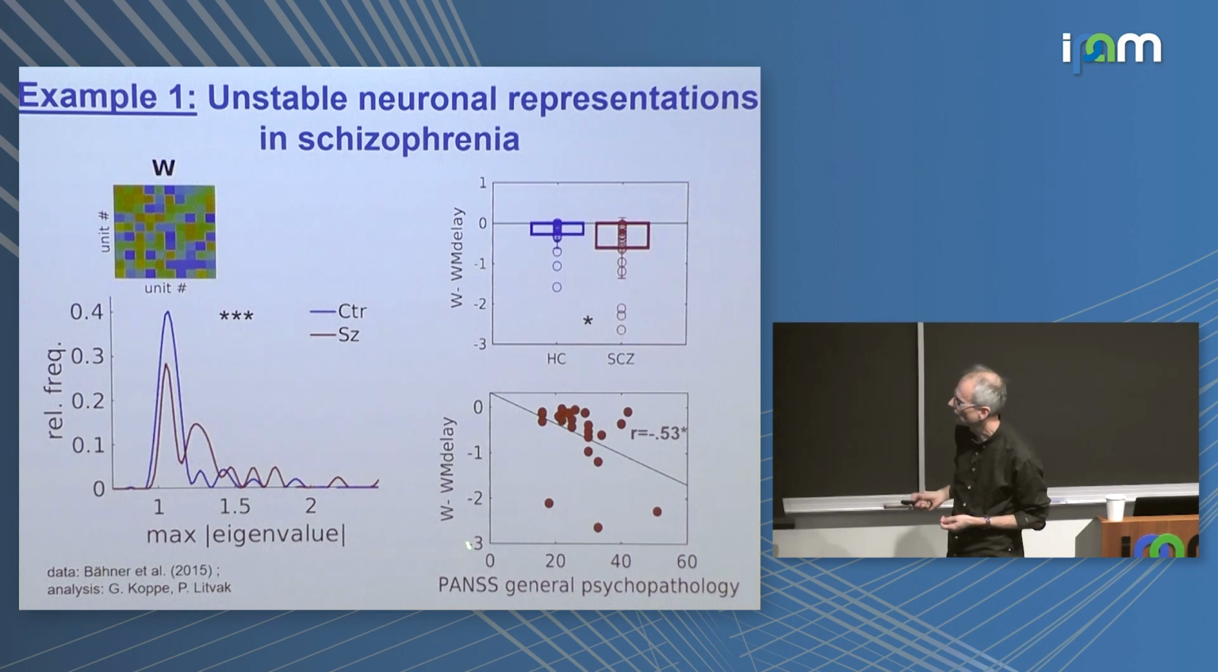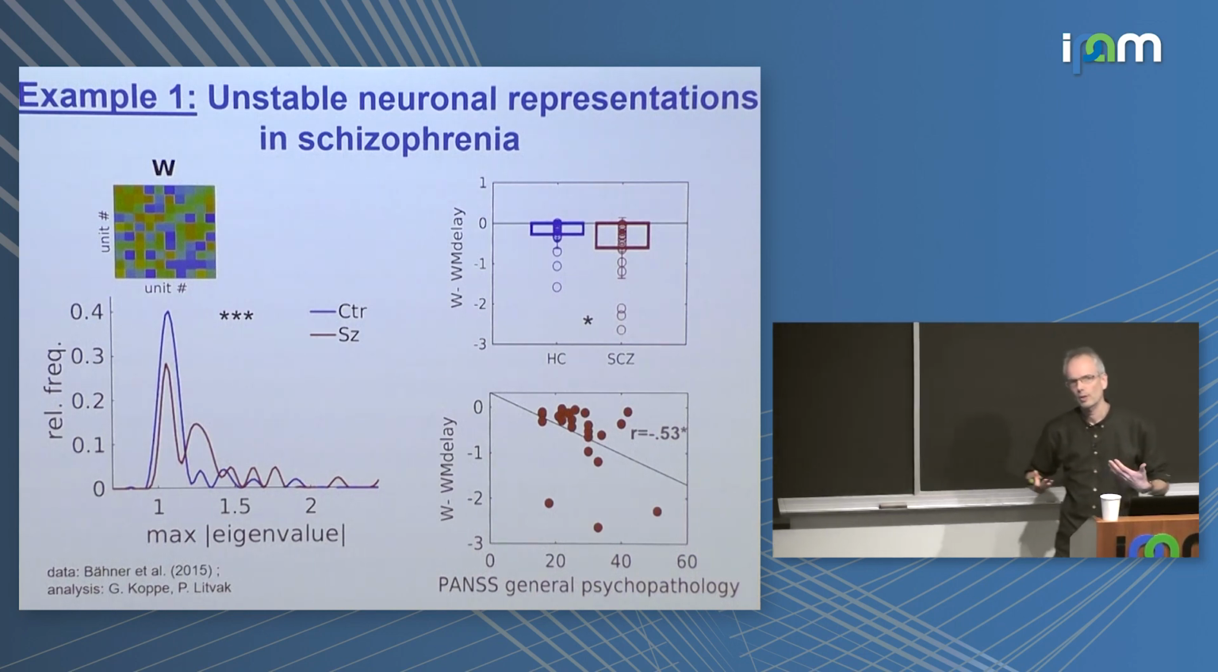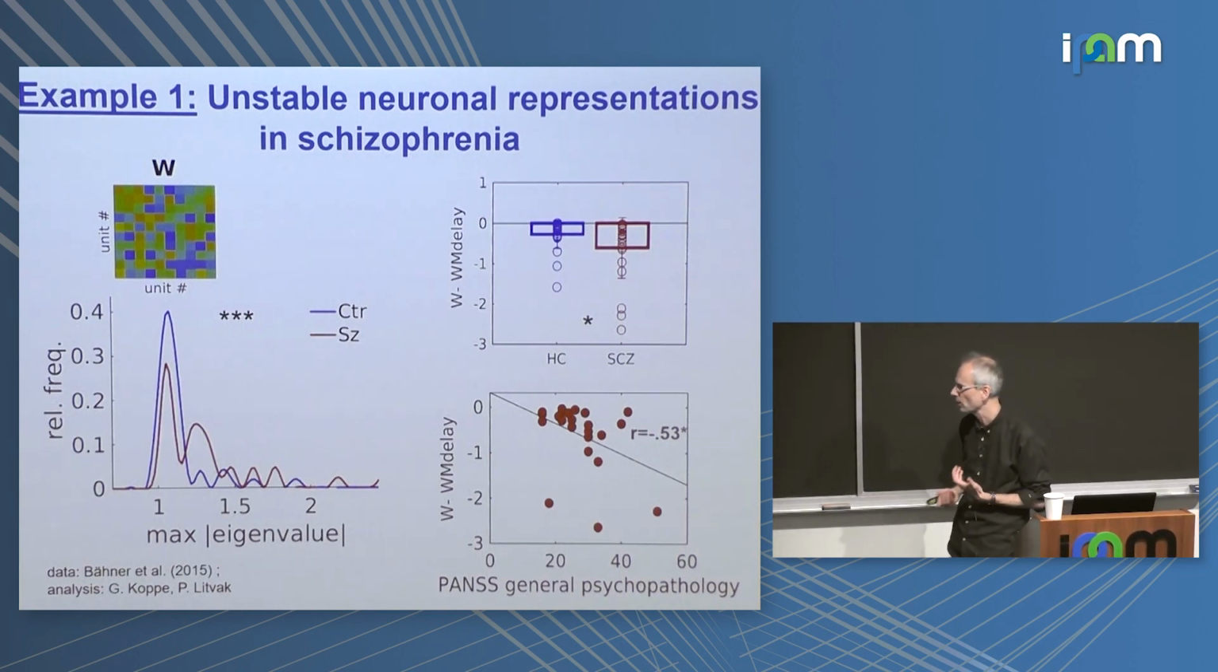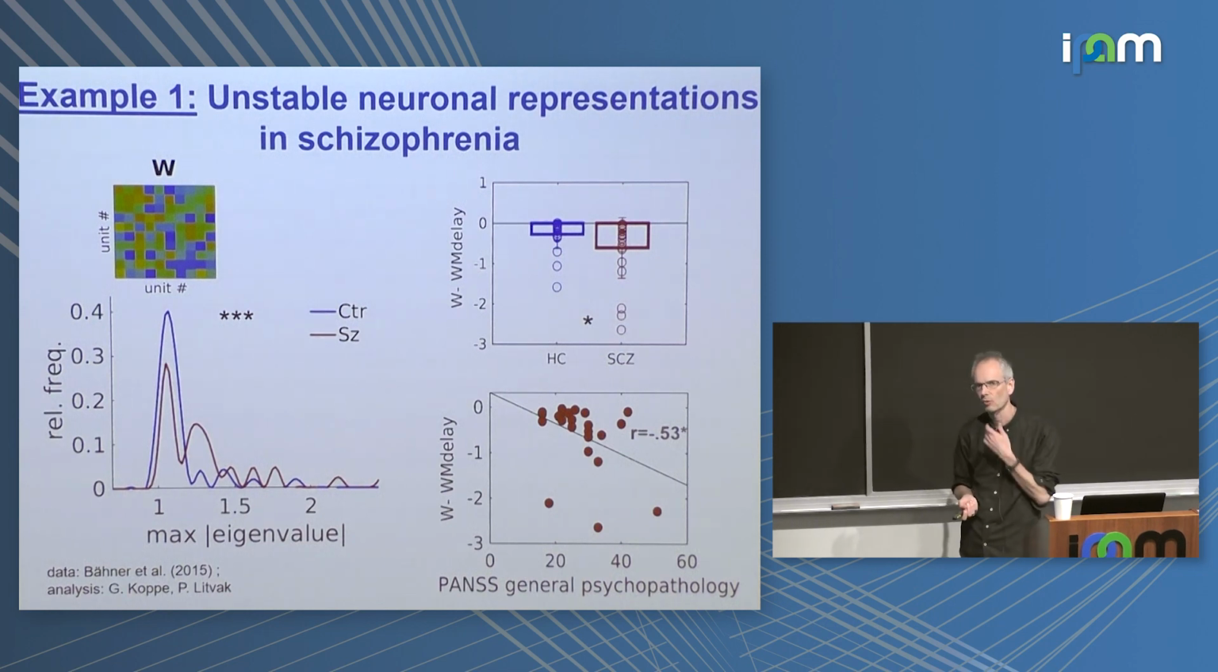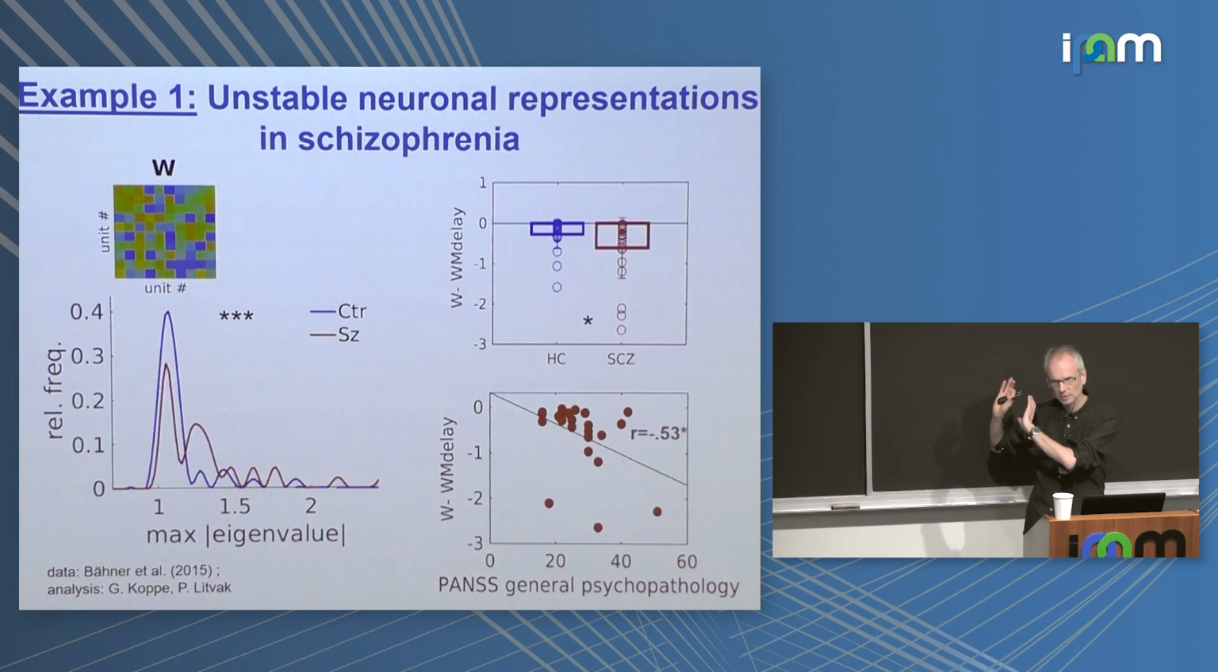And these weights actually also correlate with other scores, like the PANSS General Psychopathology score. So we've just started this sort of analysis, but there seem to be interesting bits in there that might be able to tell us something.